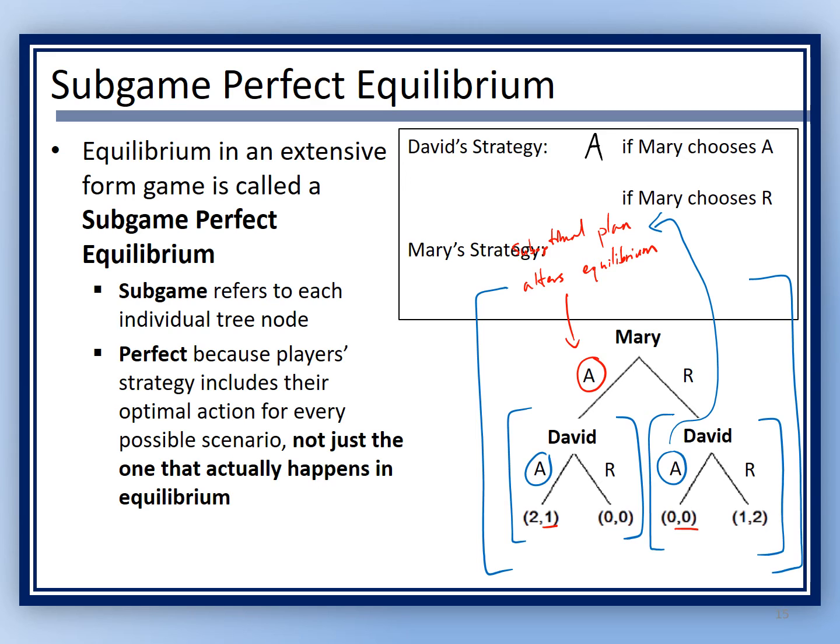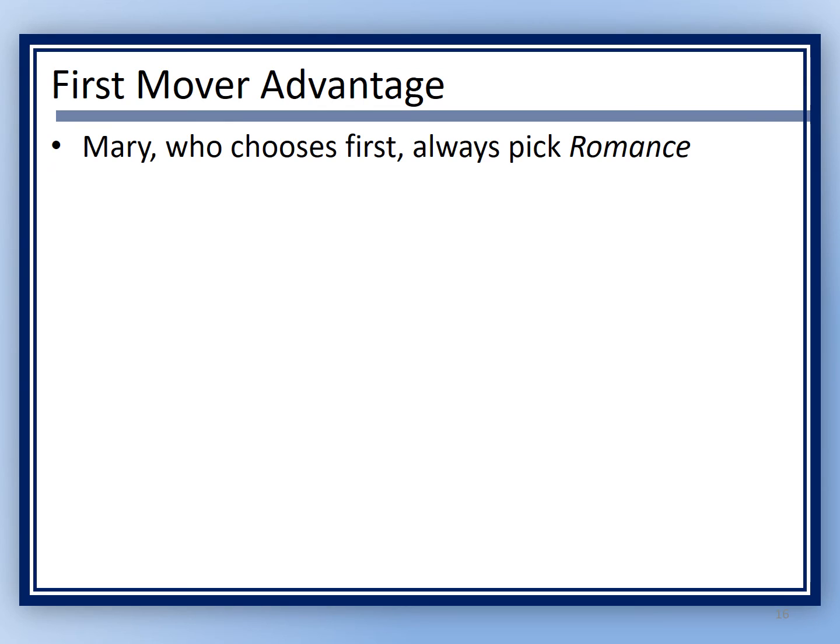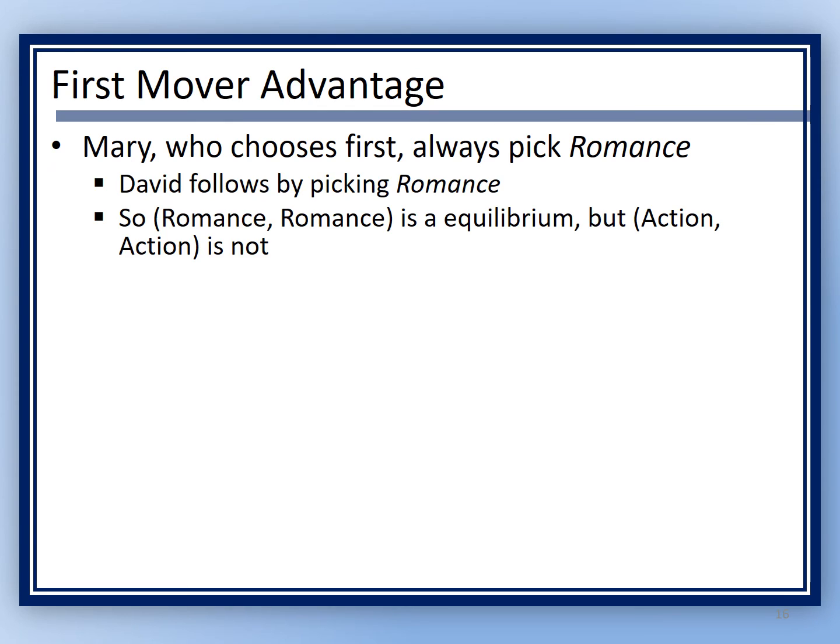So if you write a strategy, the strategy that they're going to choose is David's strategy. David would choose the optimal strategy: action if Mary chooses action, and romance if Mary chooses romance. And Mary's strategy is simply romance, right? Mary, who chooses first, always picks romance. David follows by picking romance. So romance is equilibrium, but action is not.